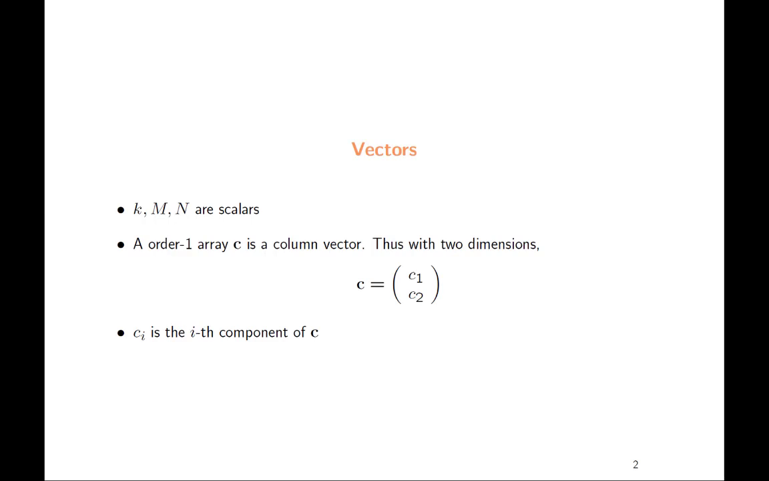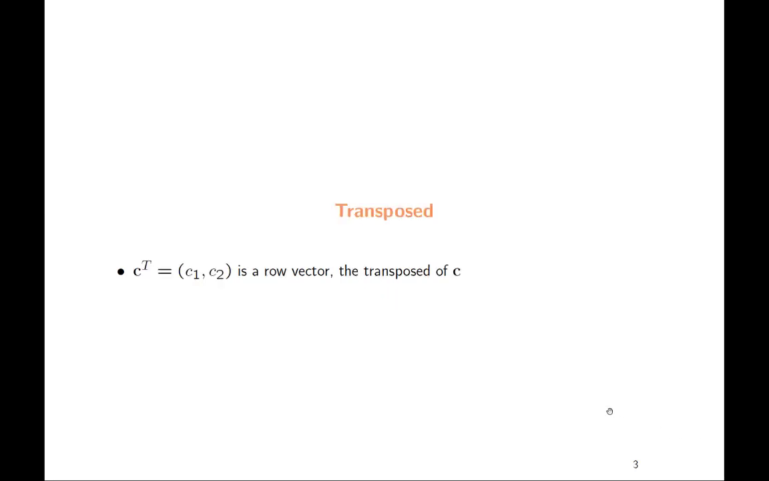And C sub i is the ith dimension or ith component of vector C, column vector C. We use the transpose operation, which turns a column vector into a row vector and a row vector into a column vector. So in this case, C transposed is the row vector consisting of C1 and C2.